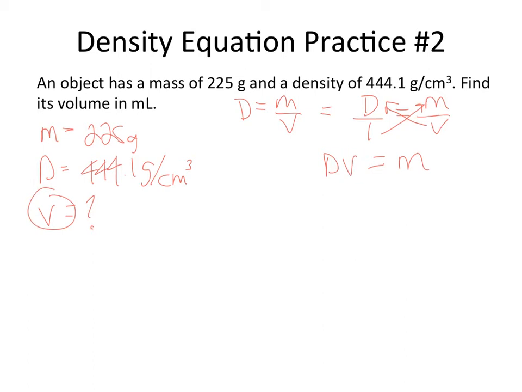So, in order to get v all by itself, I need to basically do the opposite of whatever math is going on in this location. Multiplication is occurring here, so I need to divide by what it is that I want to remove. Density in this case is the thing I want to remove, so I'm going to divide out by density. If I do that to one side of the equation, I have to do it to the other. So my final equation is going to be volume is equal to mass over density.